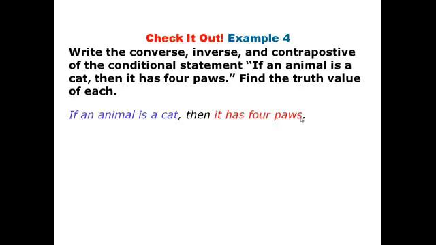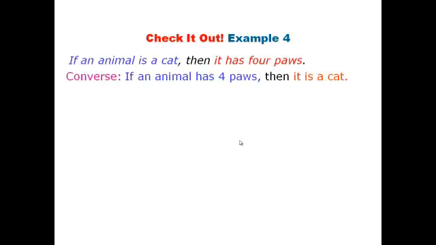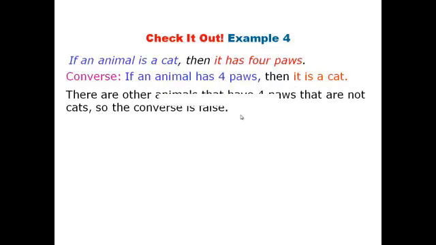If we were to write the converse of that, remember the converse is we switch the P and Q. If we switch the P and Q, this is going to be over here, and this is going to be over here. So, here's our conditional. Here's our converse. If an animal has 4 paws, remember this is coming from here, then it is a cat. That's coming from there. We switch the P and Q. There are, however, animals that have 4 paws that are not cats. So this converse is false. Even though the conditional was true, the converse is false.